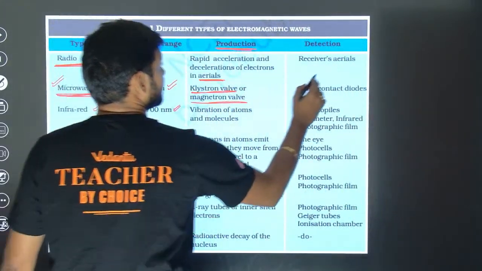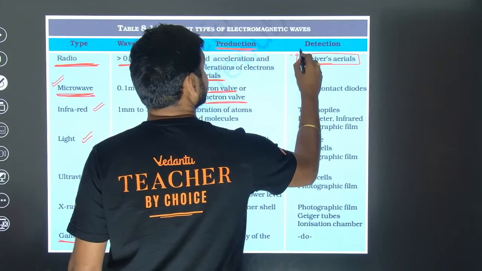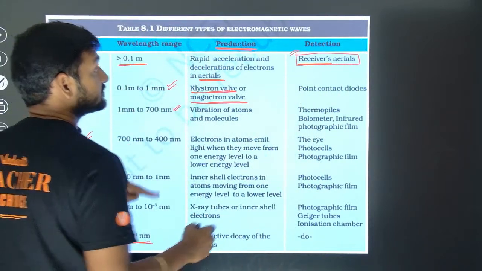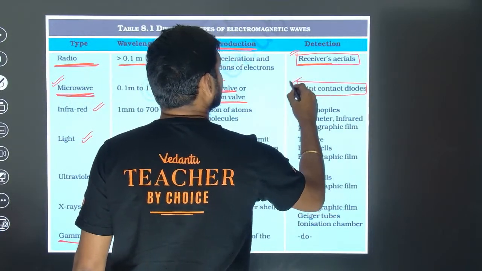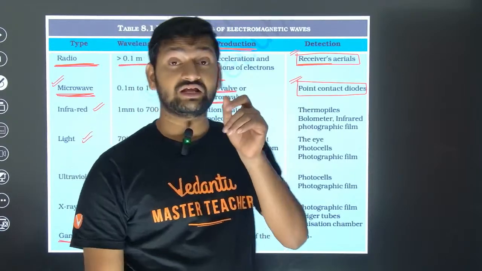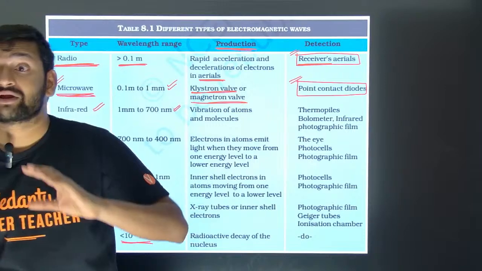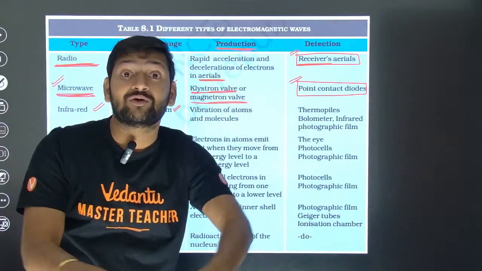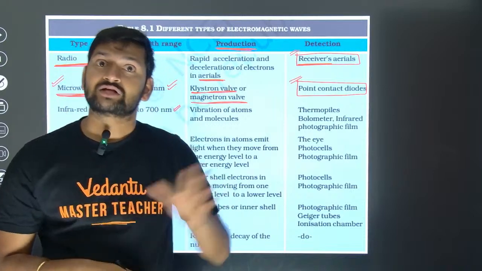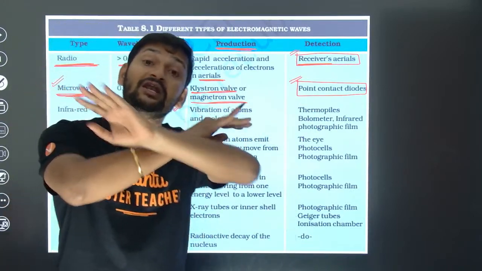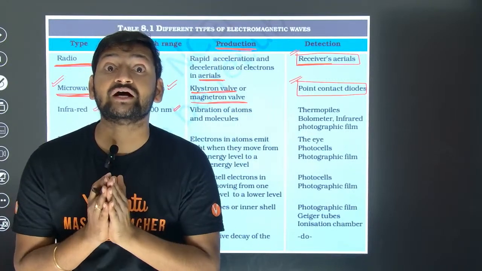Look, radio waves are going to be detected by the receiver antennas or receiver aerials, and microwaves are going to be detected with the help of point contact diodes. You have to keep these things in your mind roughly. Even if one or two are memorized, as mostly they are going to give a matrix matching question, you can eliminate the options and get them. So I'm not expecting you to completely learn them by heart. Obviously you are going to forget, but have a rough idea.